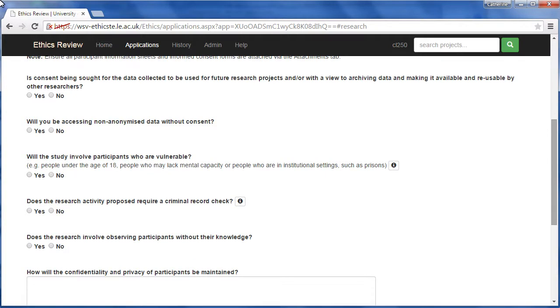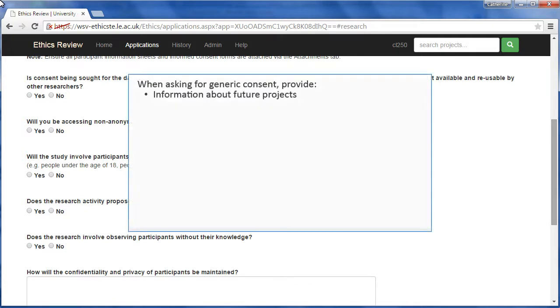Normally, consent is requested for a specific project only. However, it may be that your funders require you to archive your data and make it reusable. This approach would require careful management to ensure that participants' wishes are honoured. As a minimum, the following should be provided if planning to ask for generic consent: as much information as possible in plain language about future projects.